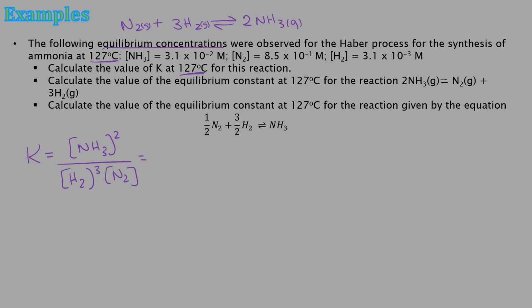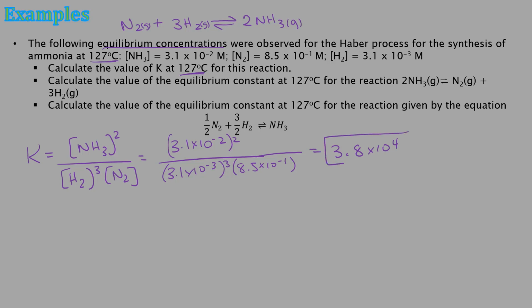So then if I go and plug all my values in, I get 3.1 times 10 to the negative 2 squared divided by H2, 3.1 times 10 to the negative third cubed, times 8.5 times 10 to the negative 1, or 0.85. So if I put this into my calculator correctly, what I end up getting is 3.8 times 10 to the 4th. Remember, there's no units. So that's it. That's my K.